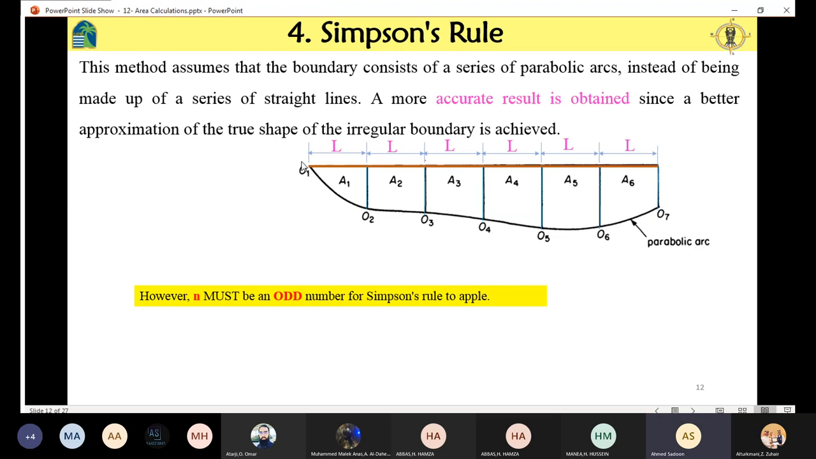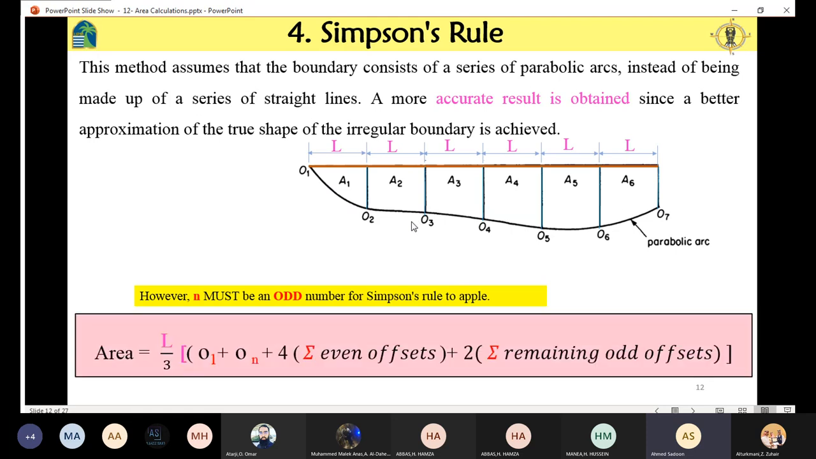And the effect of parabolic arcs is implemented in the formula, and the formula for determining the area using Simpson's rule is just like that. The area equals L over 2, where L is the equal distance between the offsets.